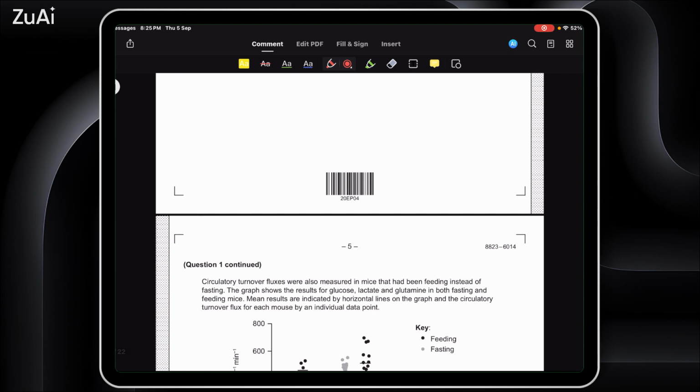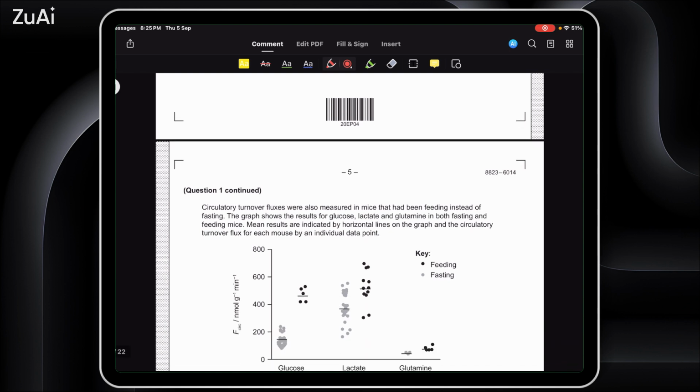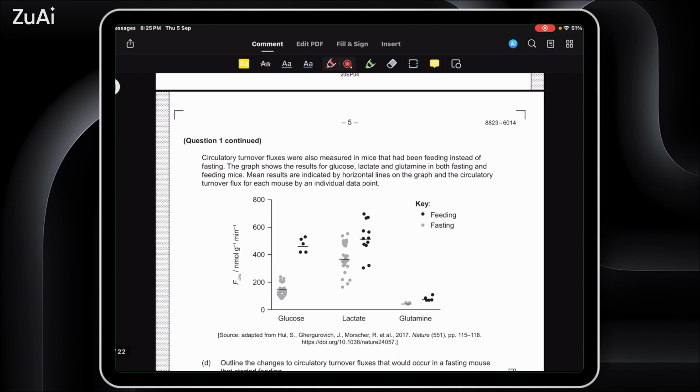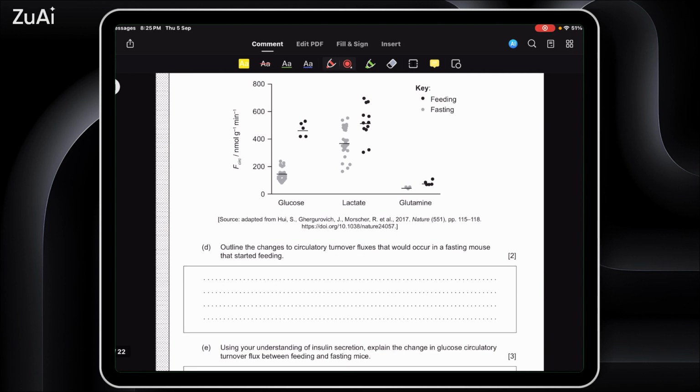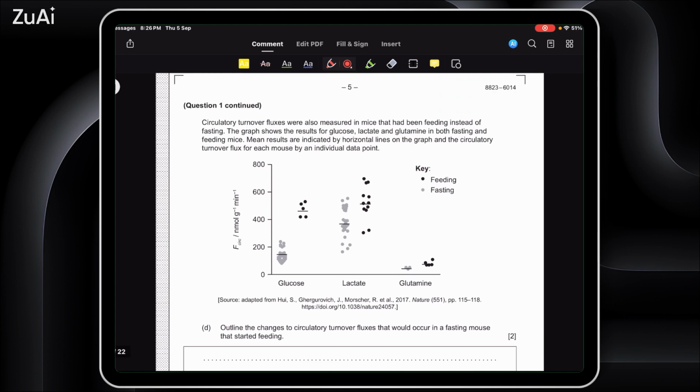Next question: circulatory turnover fluxes were also measured in mice that had been feeding instead of fasting. The graph shows the results for glucose, lactate, and glutamine in both fasting and feeding mice. Mean results are indicated by horizontal lines on the graph and circulatory turnover flux for each mouse by an individual data point. Outline the changes to circulatory turnover fluxes that would occur in a fasting mouse that started feeding.